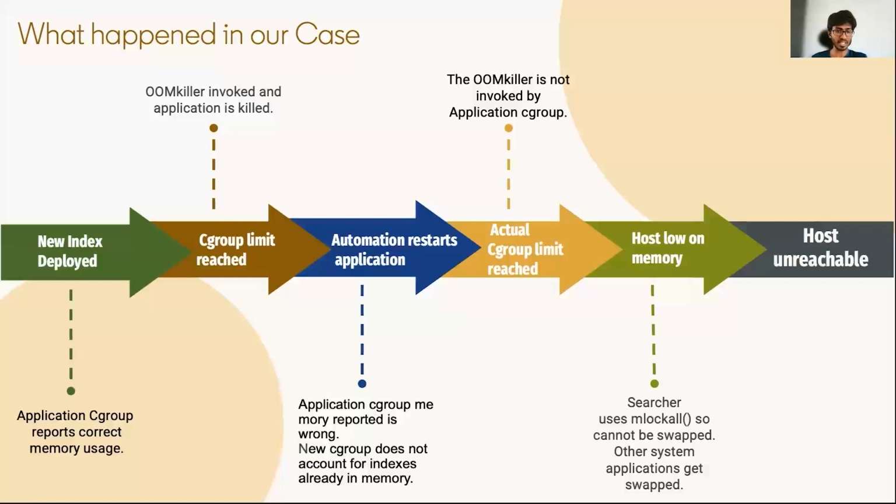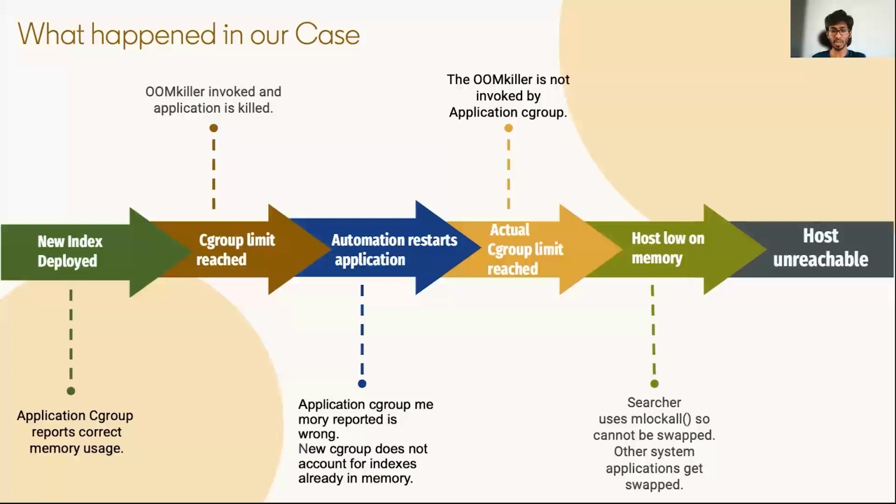But in this case, application cgroup memory started to be reported wrong. The new cgroup that comes up does not account for the indexes that are already there in memory. Like we mentioned earlier, we already had the previous indexes in memory, and when this restart happens, there's nothing to load back into memory since things are already there. So it just uses them. But at that point in time, since it's shared cache accounting, the cgroup doesn't really account for it. So once it does load everything, the application and the indexes still keep growing.